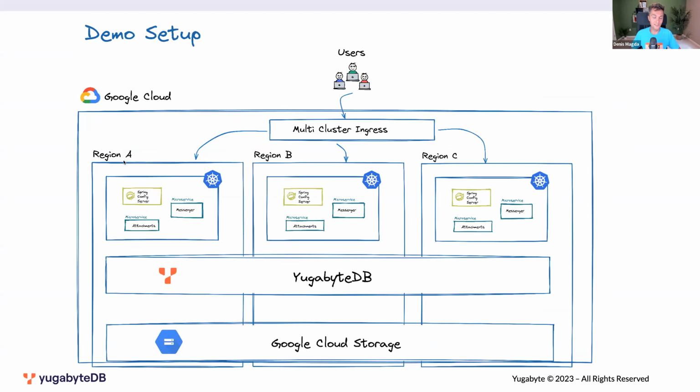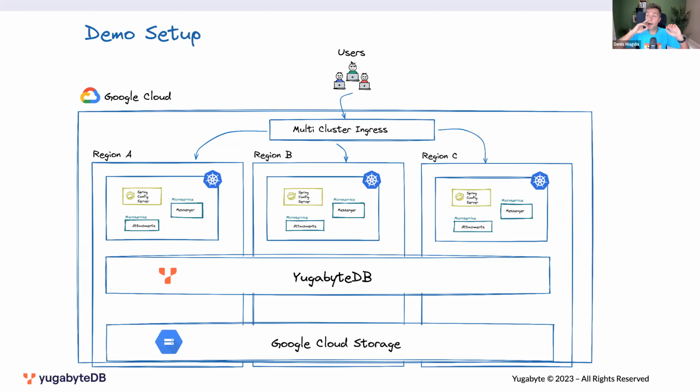First, if we take a multi-region example, then you can have region A, region B, and region C. In every region, you need to have a dedicated Kubernetes cluster. Every Kubernetes cluster will be running its own instances of those microservices. And then you would also have a YugabyteDB cluster spanning those regions, and you would also have Google Cloud Storage. Google Cloud Storage is also distributed by nature.